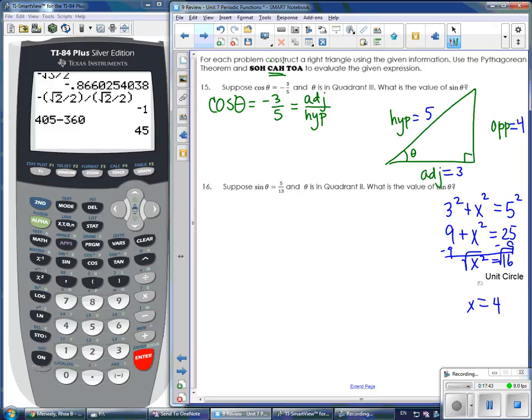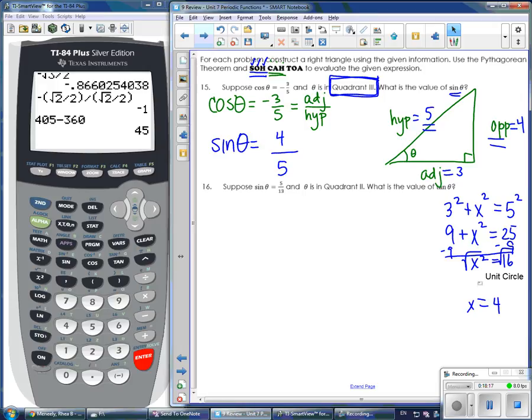But do remember, it could be negative 4. And that's where this piece of information comes in handy, that it tells us that we're in quadrant 3. So at this point, since I'm trying to find the value for the sine of theta, if I go back to my SOHCAHTOA relationship, sine is equal to the opposite over the hypotenuse. So the sine of theta has to be equal, the opposite side in this case would be 4 over the hypotenuse of 5. But it also has to be in quadrant 3.